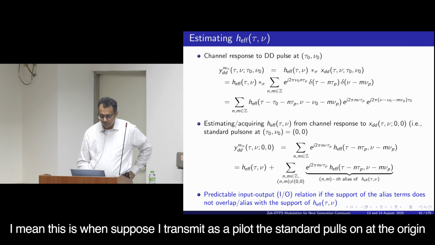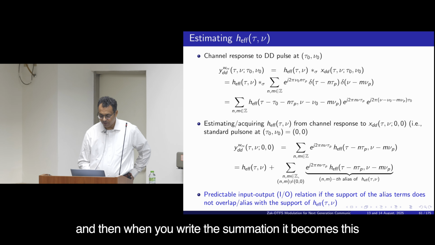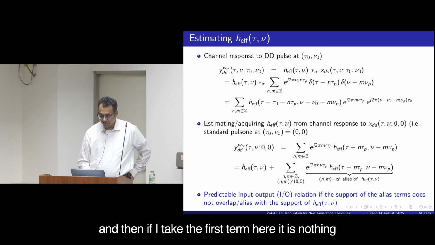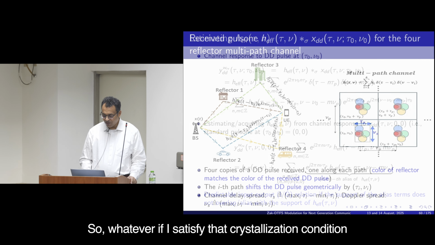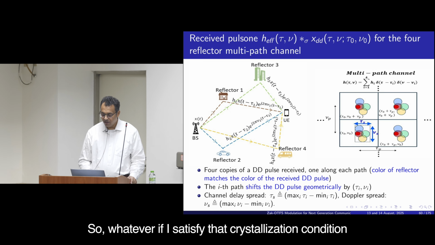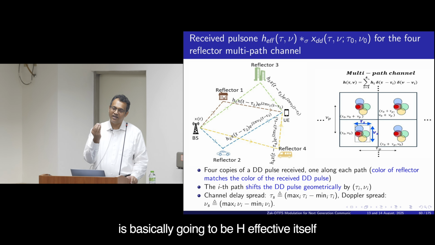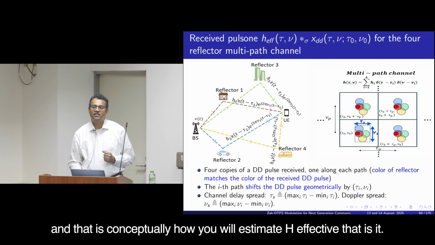Suppose I transmit as a pilot the standard pulse at the origin 0, 0. So tau_0 is 0, nu_0 is 0, and then when you write the summation, it becomes this basically, with tau_0 0, nu_0 0. Then if I take the first term here, it is nothing but h_effective itself. So if I satisfy that crystallization condition, then what I am going to receive in this n equal to 0, m equal to 0 box is basically going to be h_effective itself. And that is conceptually how you will estimate h_effective.